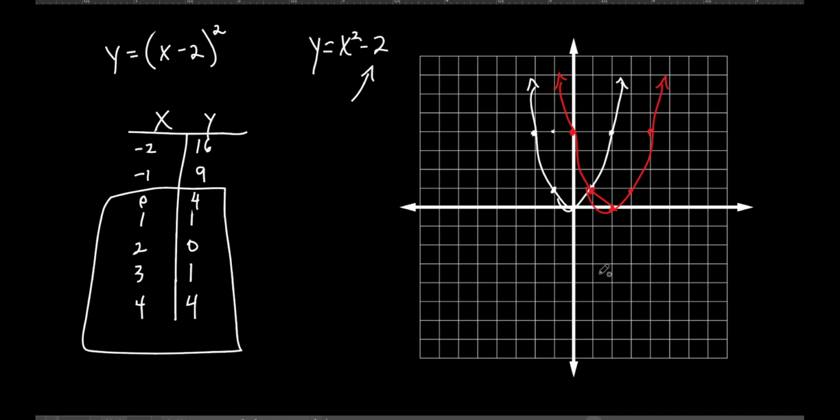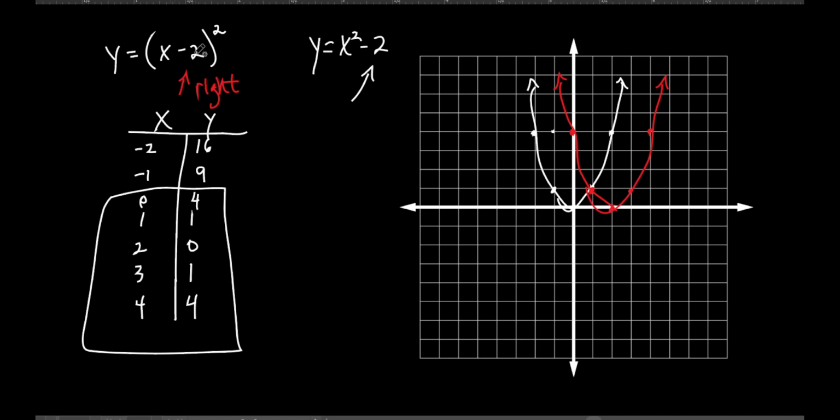What is different about the red one compared to the white one? It moved it to the right. So, look, everybody look. What did the minus inside of the parentheses do? Notice, that's different than this, isn't it? Okay, inside the parentheses, what did the minus do to that graph? It moved it to the what? To the right, that many places, right? It moved it over 2 places.